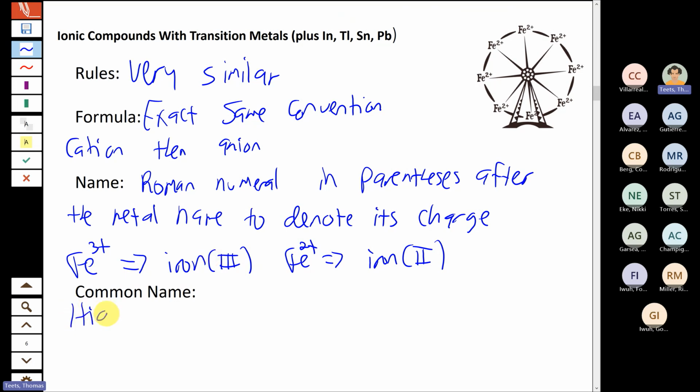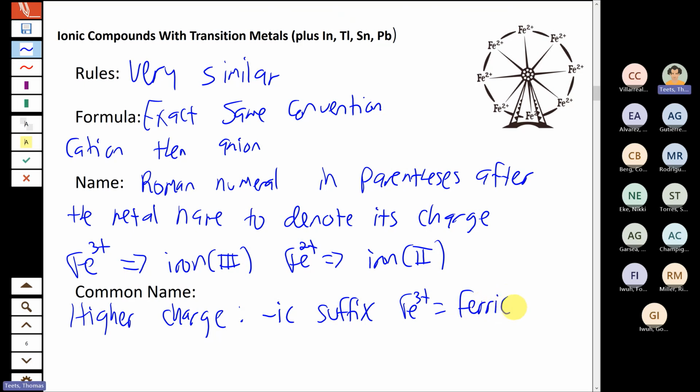So if you have a transition metal that has two possible charges like iron, for example, the one with the higher charge is going to get an IC suffix in the metal name. And it often typically uses the Latin root. So a lot of the symbols for the metals, so why is iron Fe? It's because the Latin name for iron is ferrum. So what you do for iron 3 plus then, in the common naming situation, is change that to ferric.